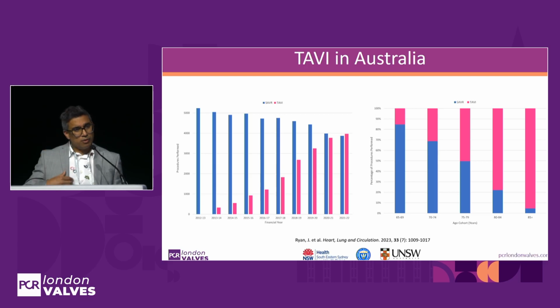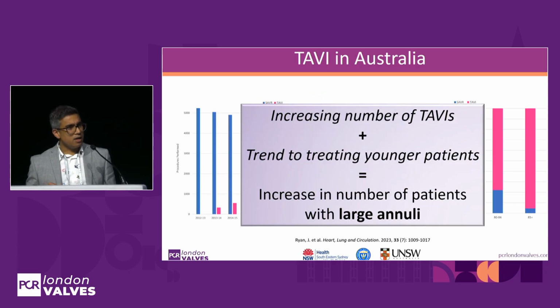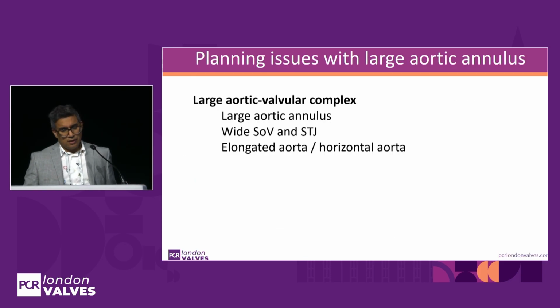So with TAVI in Australia, we're a little bit behind what happens in Europe and America, in that we've been slower to uptake and transition into TAVI, but TAVI volumes are increasing exponentially, and we're moving into younger and younger patients. We know that in our Australian population, around 15 to 20% of TAVI cases have large annuli, that is, an annulus greater than 630 millimetres squared, or a perimeter greater than 85 millimetres. So we're treating more and more of these patients.